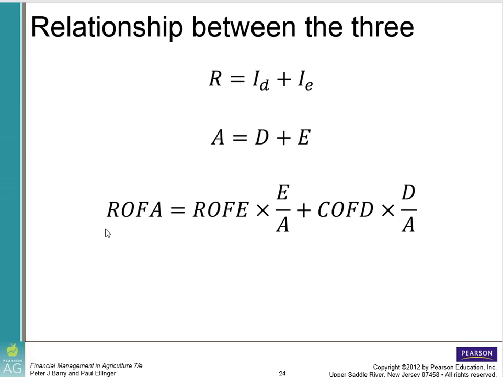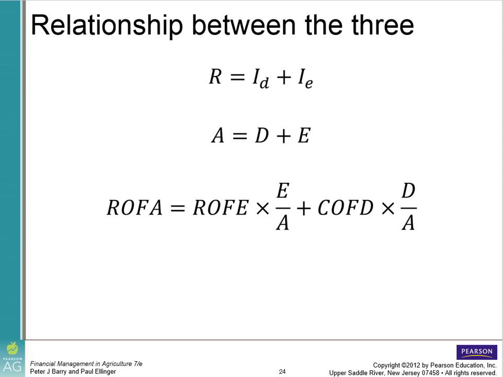I do want to quickly point out that there's a lot more given in the book in much more explicit detail, so please make sure you're reading the book as well. What you definitely want to do is plug in the ratios of ROFE and COFD and see that this actually holds. If you want, we can quickly do this.